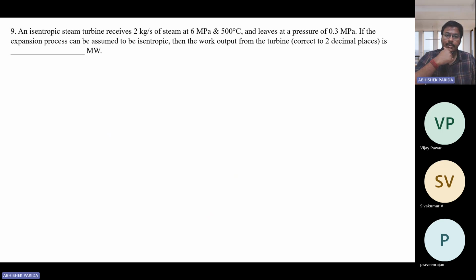An isentropic steam turbine receives 2 kg per second of steam at 6 megapascal and 500 degrees Celsius and leaves at a pressure of 0.3 megapascal. If the expansion process can be assumed to be isentropic, then the work output from the turbine is how much megawatt? In megawatt you have to tell. So this is a very simple question. I am giving you 3 minutes. Try to solve this question and tell me.